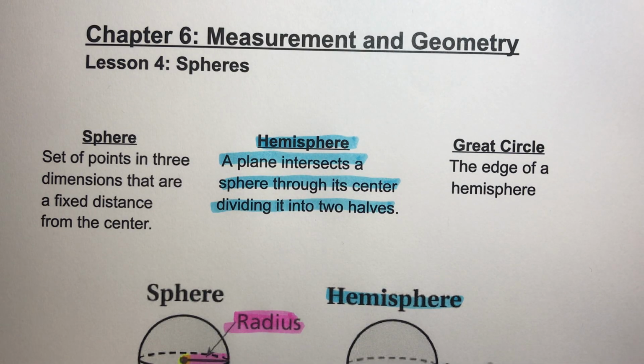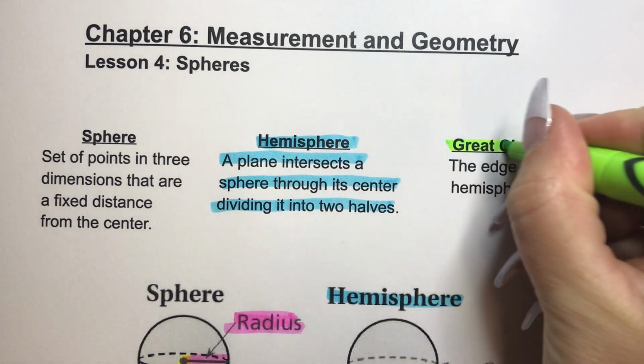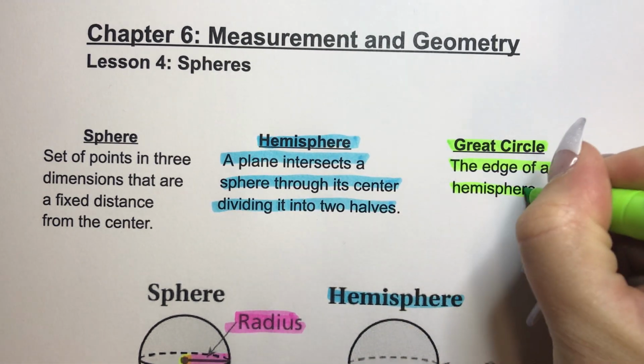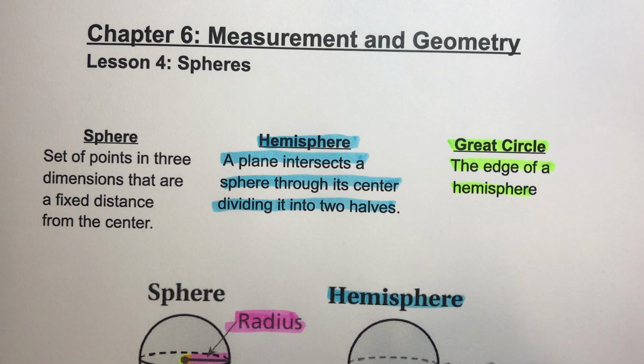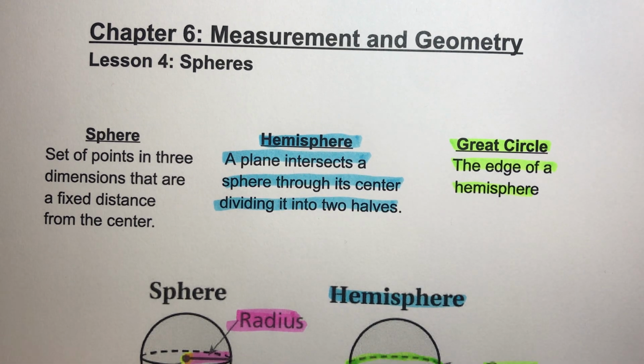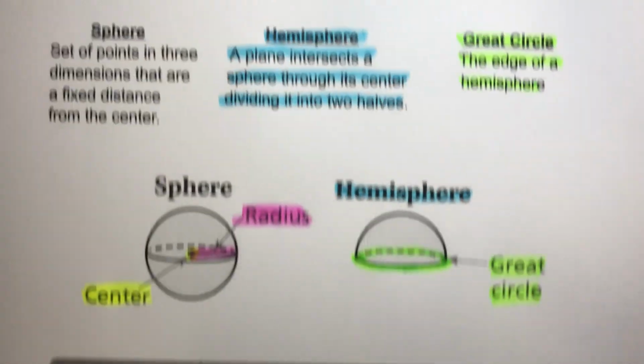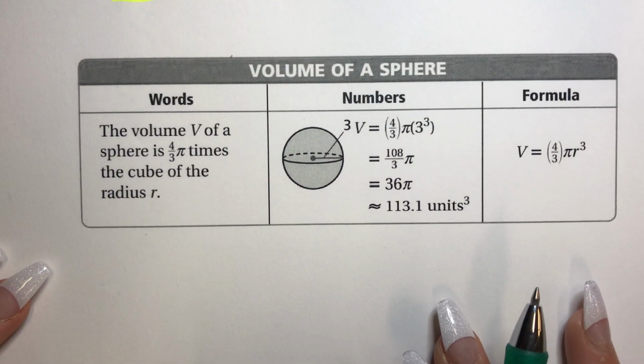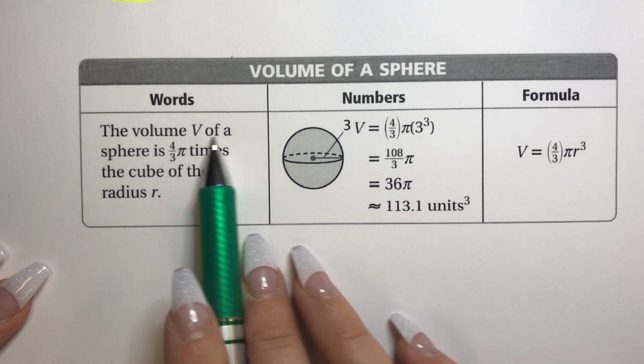Lastly, we have the great circle. And the great circle is the edge of the hemisphere. So the distance around, right here, the hemisphere is called the great circle, and that would be the circumference. So the great circle is the same thing as the circumference of the hemisphere.